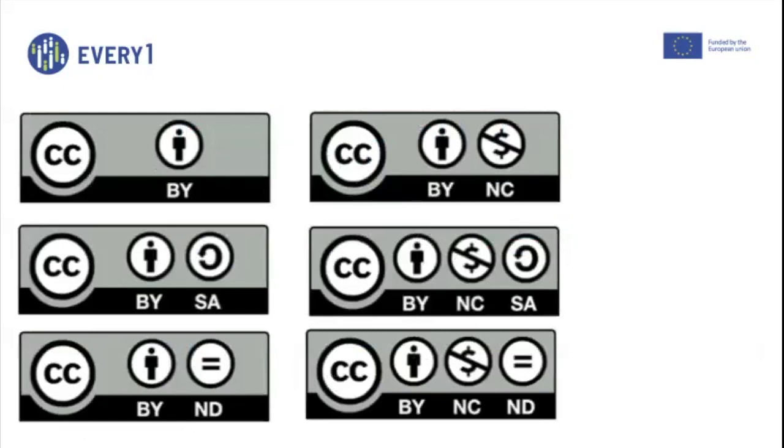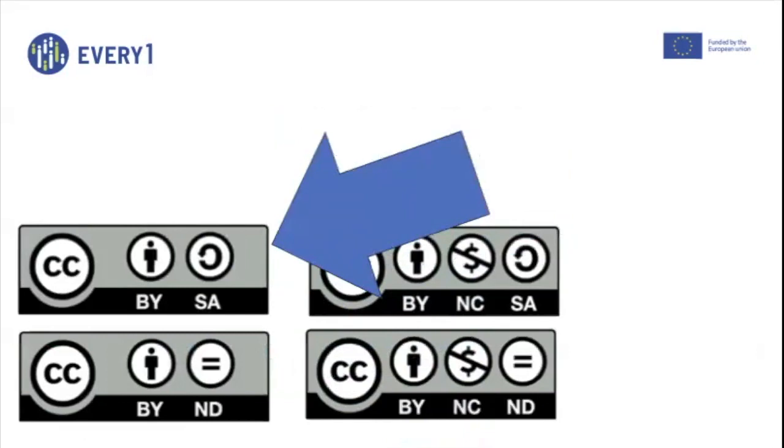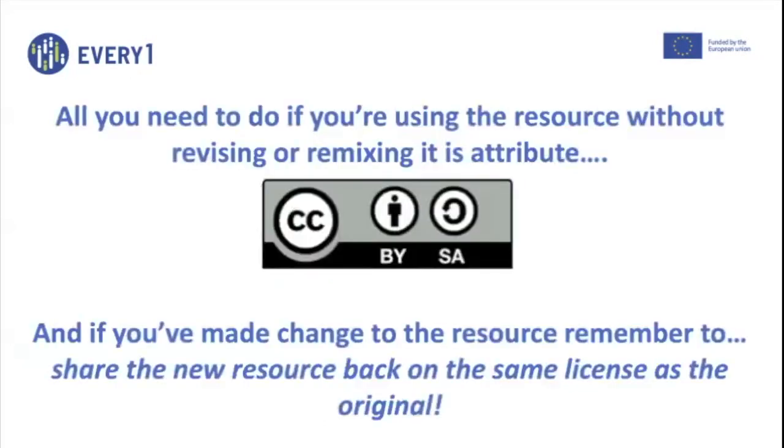So here we have our 6 Creative Commons licenses, and we've applied a CC BY share alike license to our Every1 learning materials. We're going to come back and talk a bit more in detail about the 6 Creative Commons licenses in a future video. But for the moment, just want to highlight here that Every1 learning materials have a CC BY share alike license applied to them. So what does this mean?